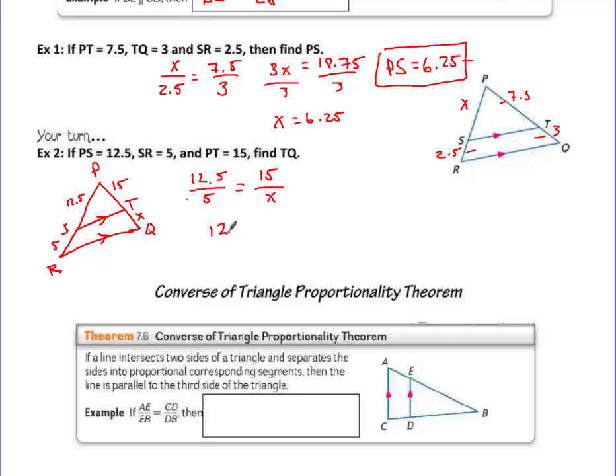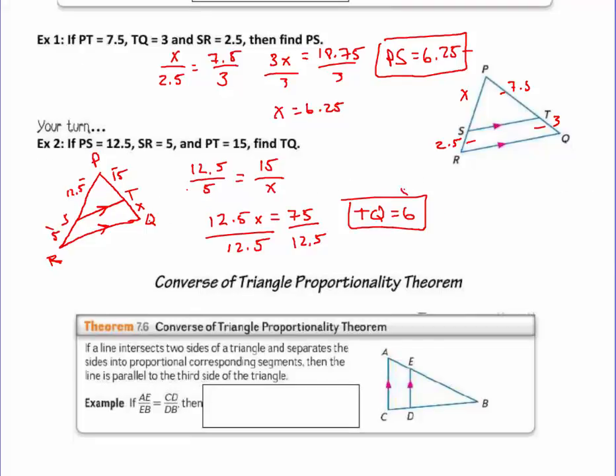We cross multiply and get 12.5x equals 75. Divide both sides by 12.5. And we get that the side we needed, TQ, equals 6. And again, that seems reasonable because 15 is more than 12.5 and 6 is more than 5. So that's a reasonable answer.